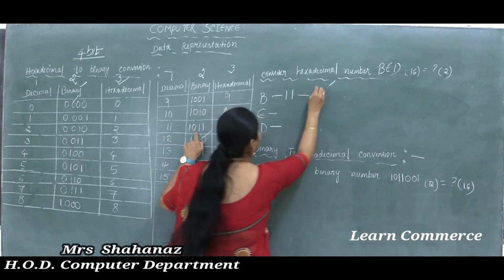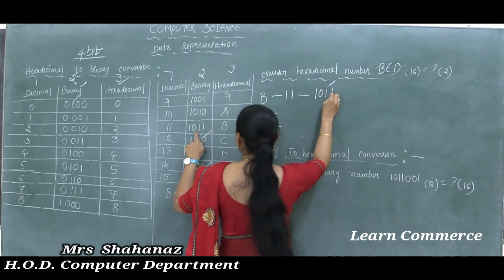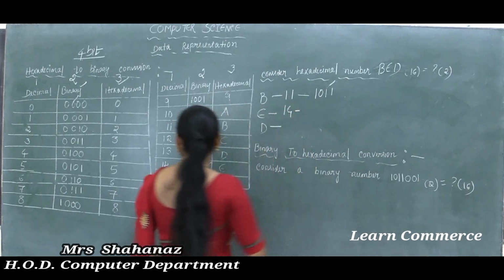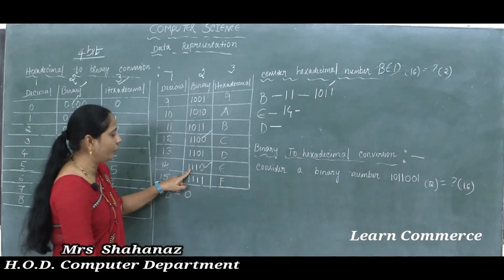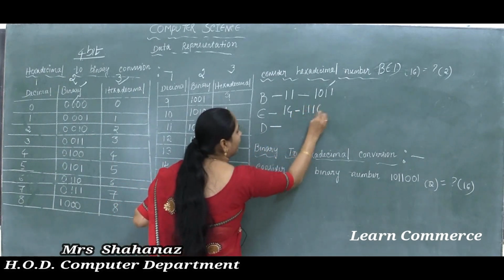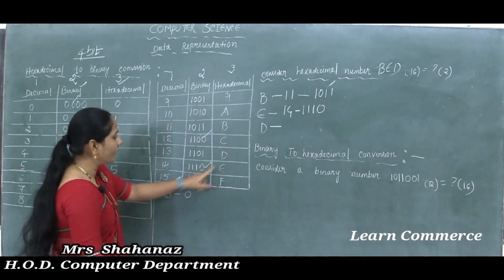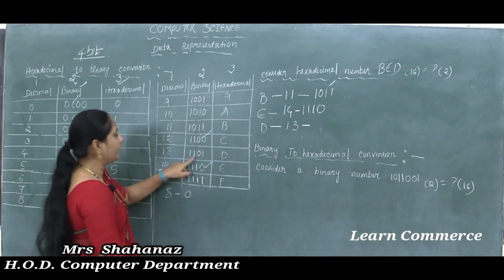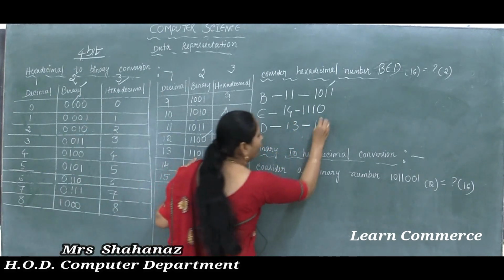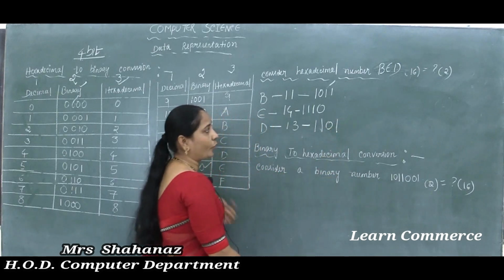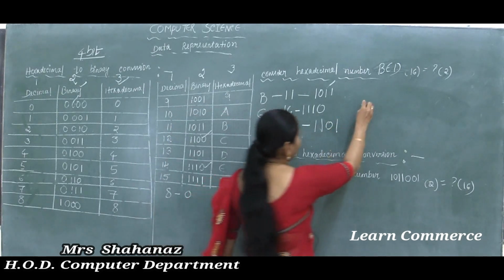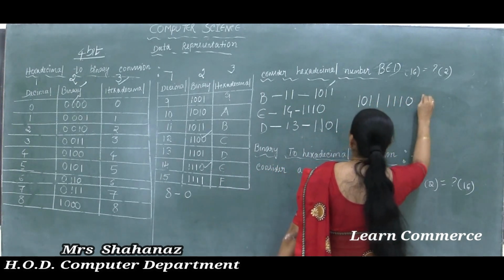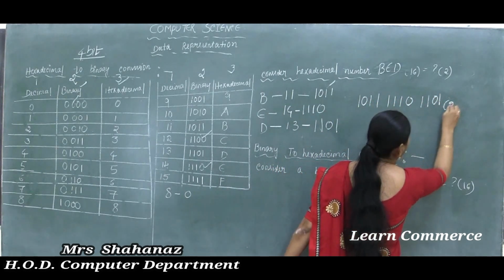The value is 1011, clear this one, and next the E value is 14, okay. The E value is 14 and the value is 1110, clear this one, and the last value is D, that is equal to 13, and the value is 1101. Now how are we going to write the answer? So the answer is 1011, 1110, 1101 and the base value of 2.